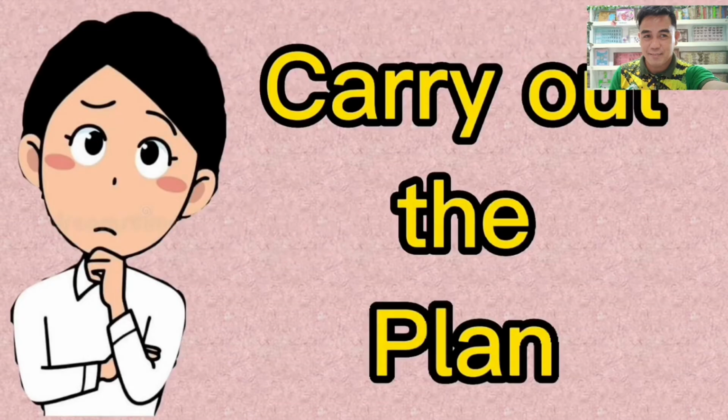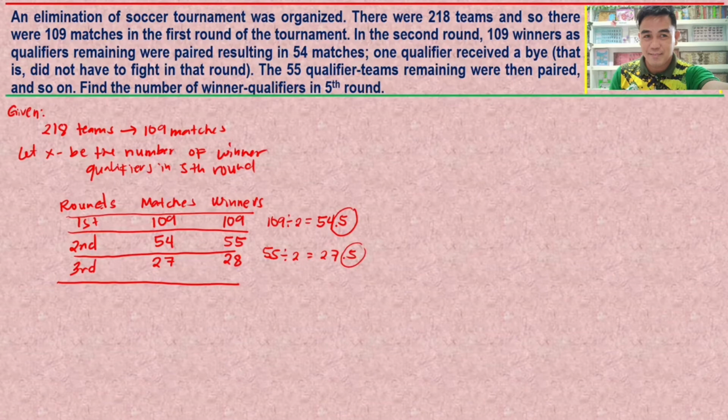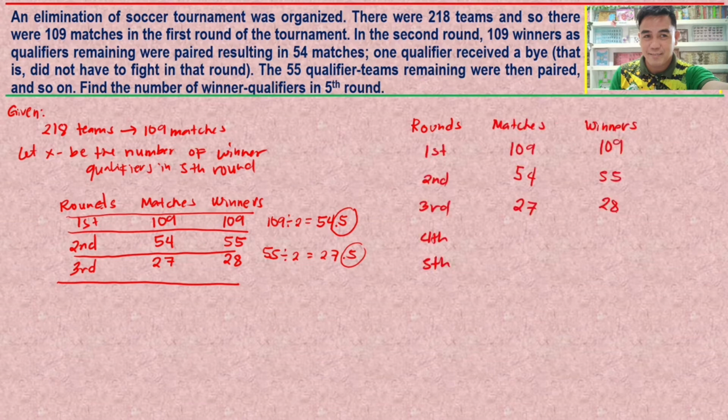Carry out the plan. Using the information in this devised plan, we're going to complete the rows as well as the columns. So we have rounds, matches, and winners. Here, we're going to divide 28 by 2, and that is 14. Expectedly, if there are 14 matches, there will be an expected 14 winners. The same process, divide by 2, we have 7. If there are 7 matches, expectedly there will be 7 winners.